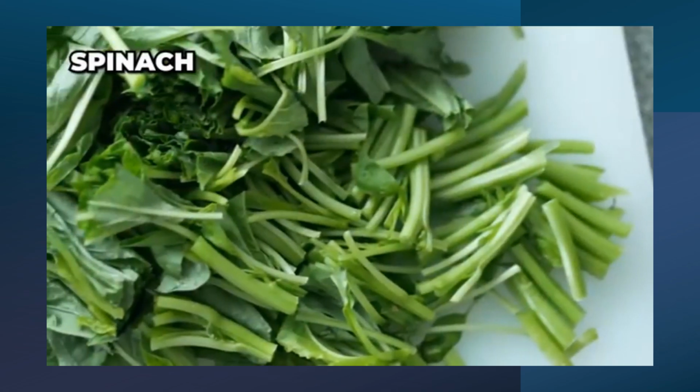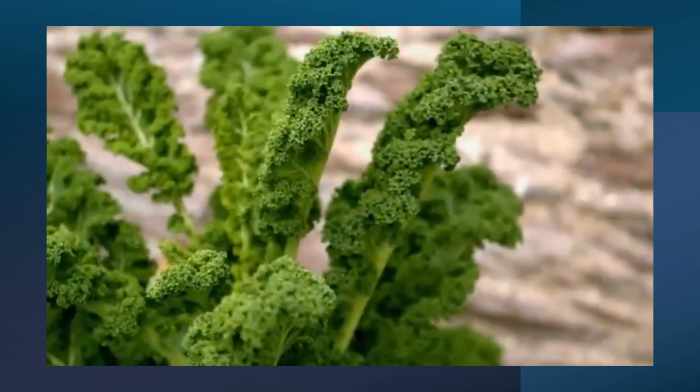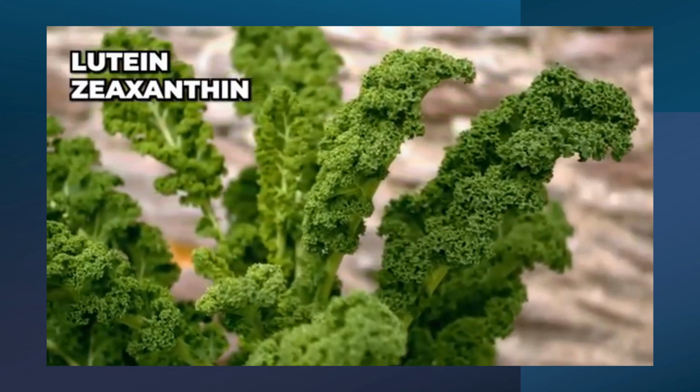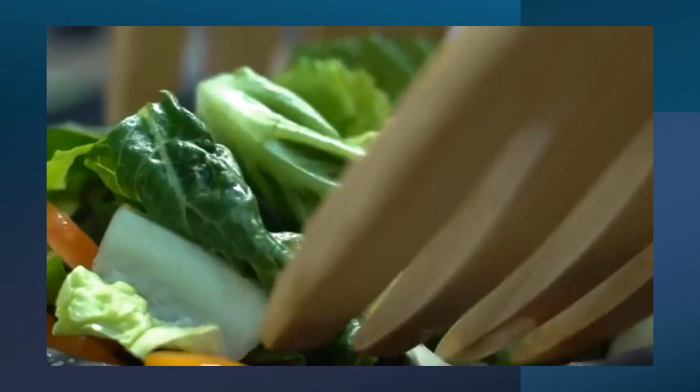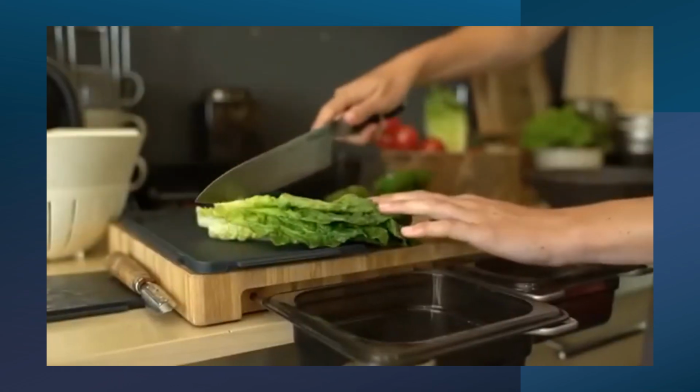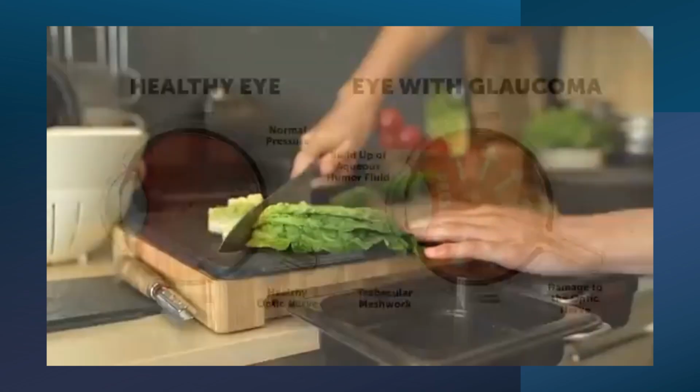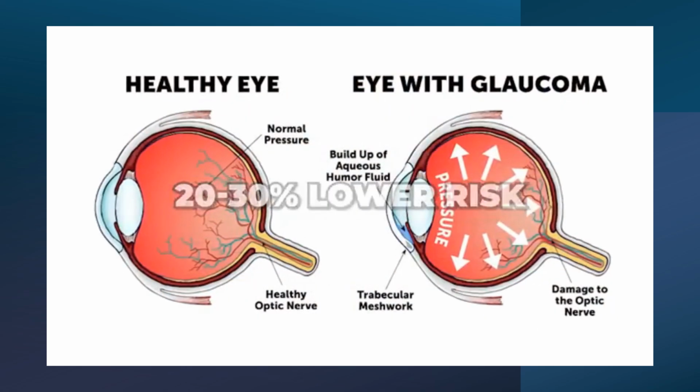Dr. O'Neill recommends leafy greens like spinach and kale as eye superfoods. They're packed with lutein and zeaxanthin, which protect your eyes from harmful light waves. In fact, regularly munching on these greens is linked to a 20–30% lower risk of developing glaucoma.